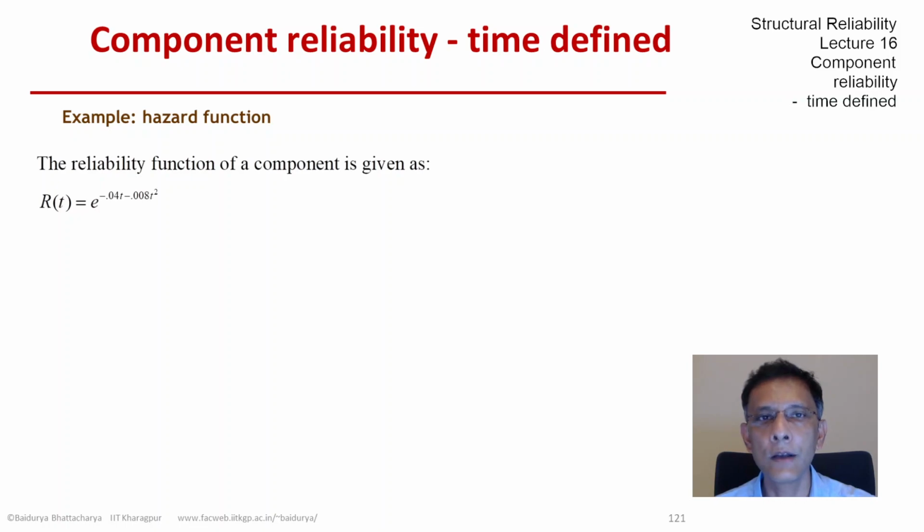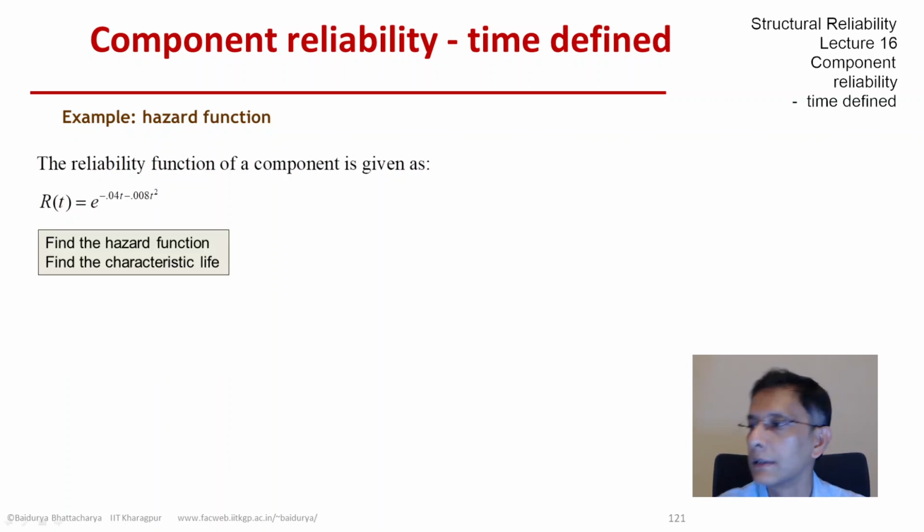Let's solve an example now. We have seen this problem before. We used this same reliability function to determine the time when the reliability fell to 90%. So we are going to use this same function to find the hazard function and the characteristic life. So let's approach step by step.